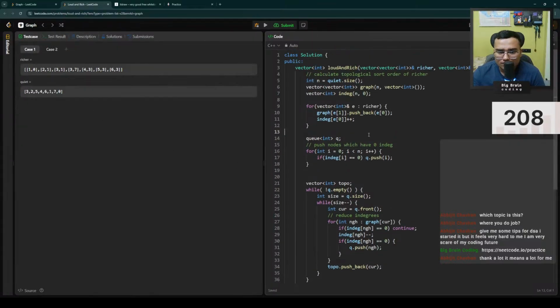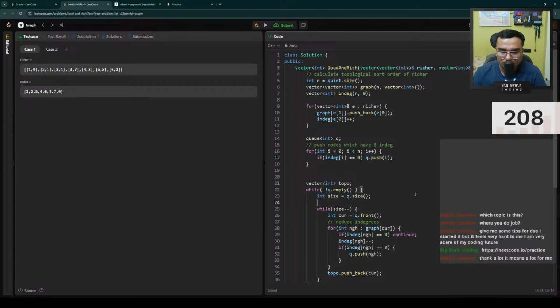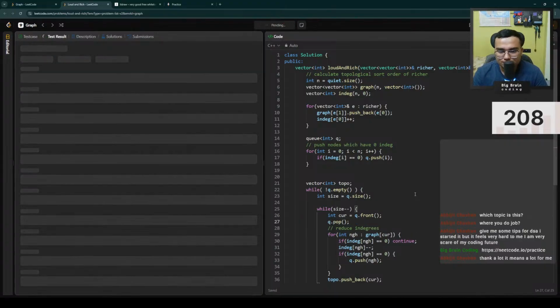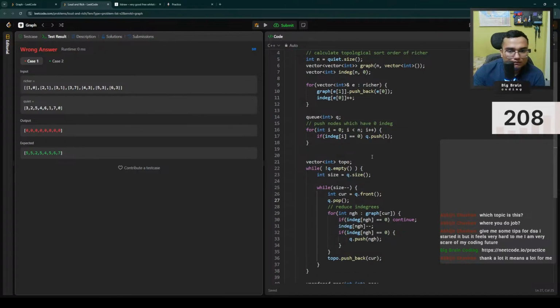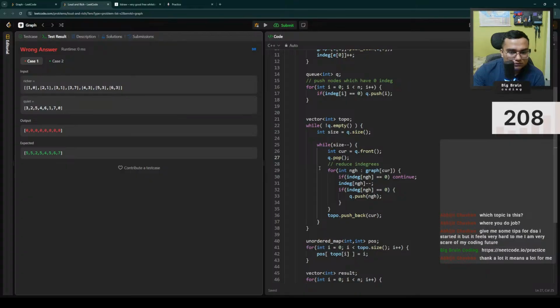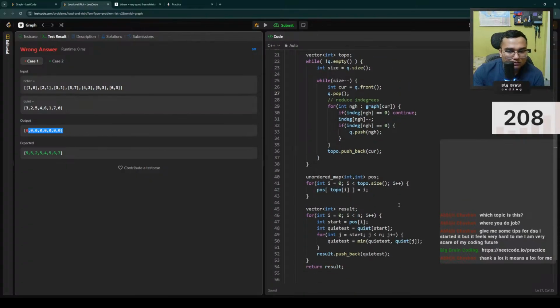Man. For each of these, create a graph, create a queue when this is this. Oh, I'm not popping. Man. Q dot pop. Okay. This is okay. What happened here? What? Why is it 0? Oh no. No, no, no, no, no. What?